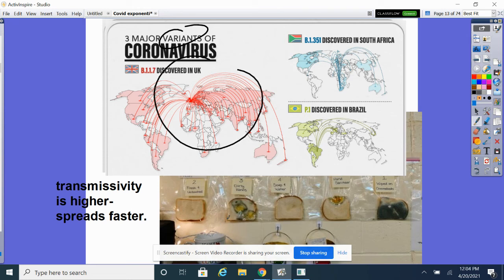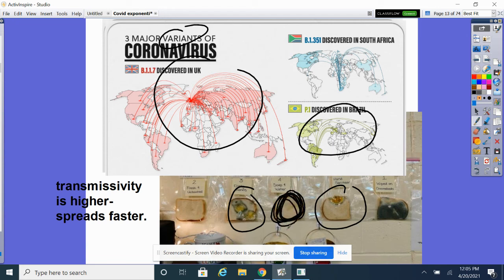Maybe the UK one is a really scary one. It's like dirty hands. It spreads faster and it's a steeper line. Maybe the Brazil one is like hand sanitizer. It's not quite as bad as dirty hands, but it's worse than if we were cleaning our hands. We fought the coronavirus the first time, and soap and water is our immune system.